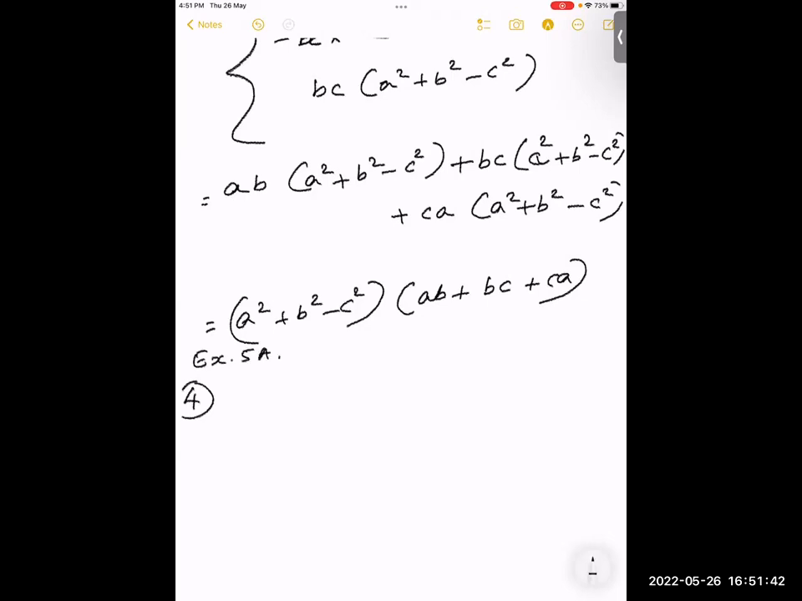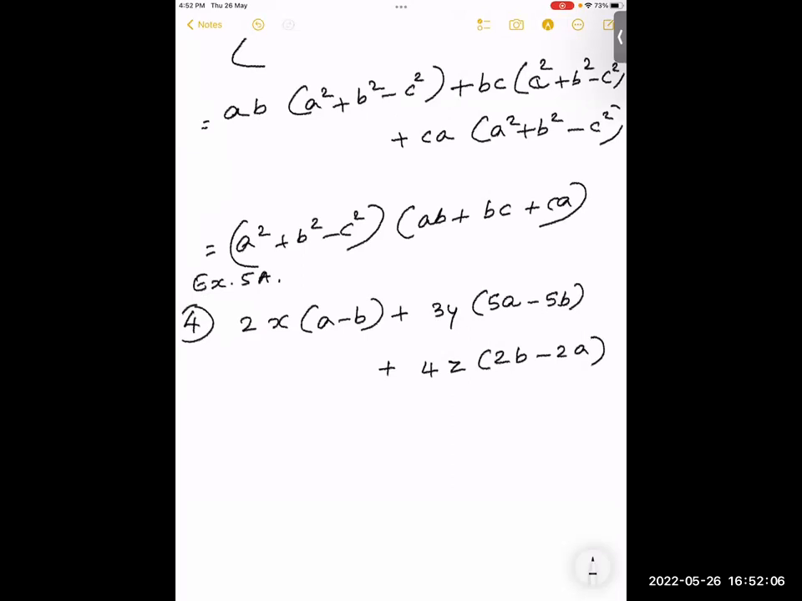Okay. 2x into a minus b plus 3y into 5a minus 5b plus 4z into 2b minus 2a. So I have taught you only one method, which is taking the common factor out. So you know that this is definitely that approach only. Whoever wants to try can try.